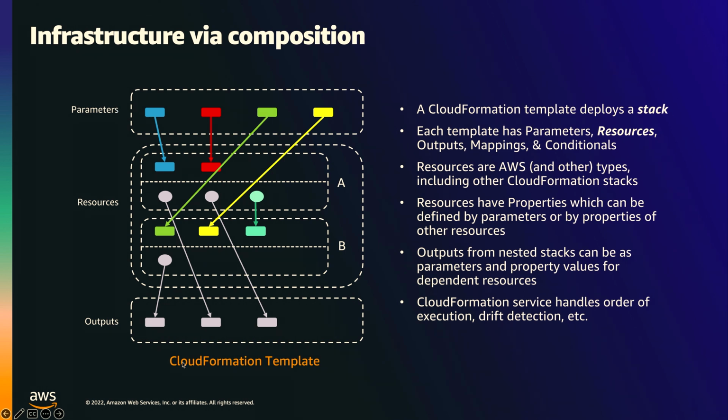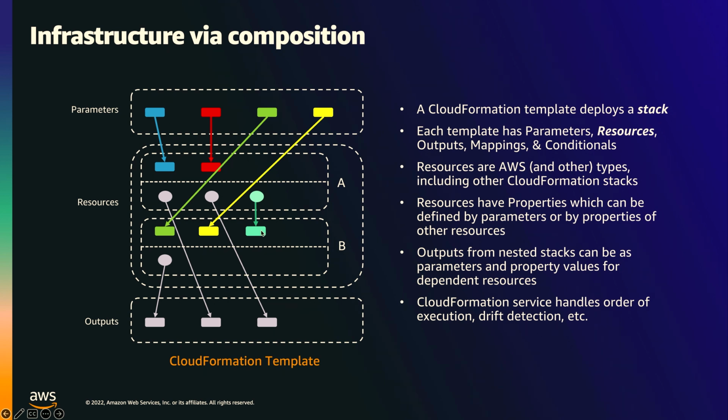So in this diagram, this is a diagram of a CloudFormation template file. Essentially, a CloudFormation template deploys what we call in AWS a stack, and that's a collection of actual deployed resources. Each template has parameters, one or more resources, outputs, and it can also have mappings and conditionals to allow for lookups and conditional execution. Resources are the AWS and other types, the actual deployed components. These, by the way, can be other CloudFormation stacks, so you can begin to compose these things together. Resources have properties. Those are essentially variables for configuring the resource. Those can be either defined, you can hard code them, they can be defined up in the parameters, or they can be defined as the properties of other resources. And that's what's illustrated here.